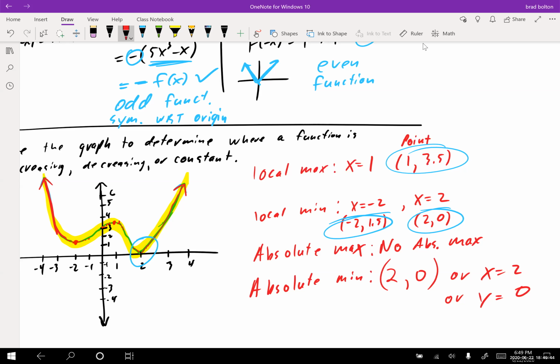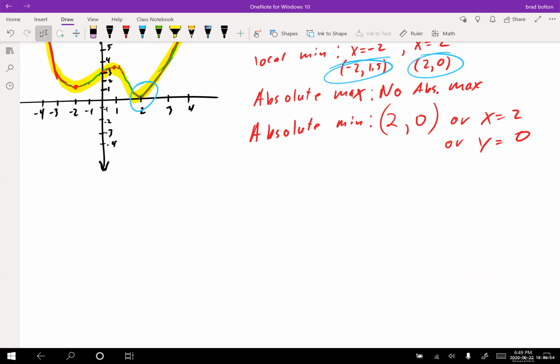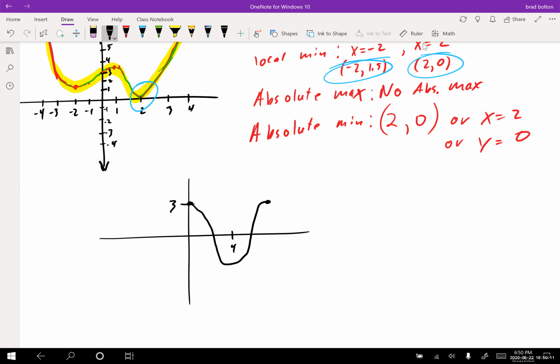Now, the other thing to keep in mind is when you're talking about local mins and maxes, in general, that means that you have to have two sides to a graph. So you wouldn't have a graph that's like this. Okay, let's say that this is at a height of 3, and this is 4, and this goes to 7.